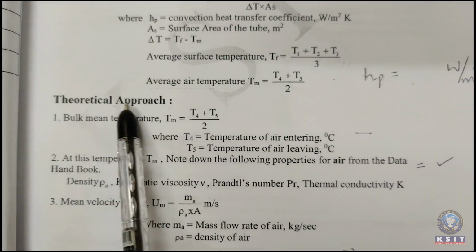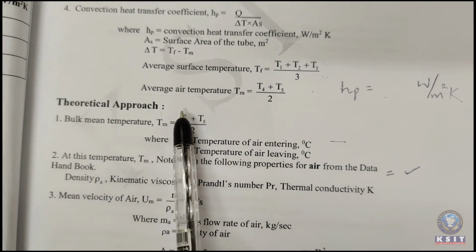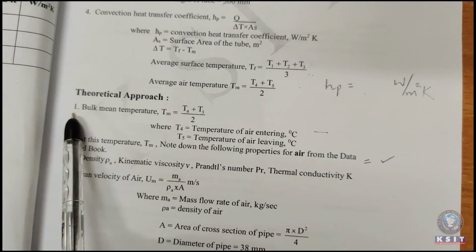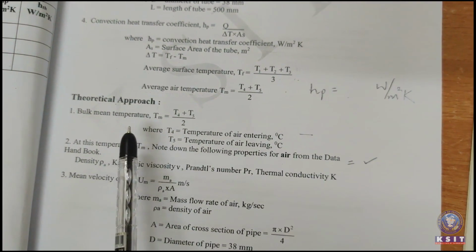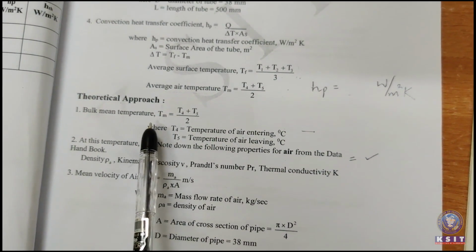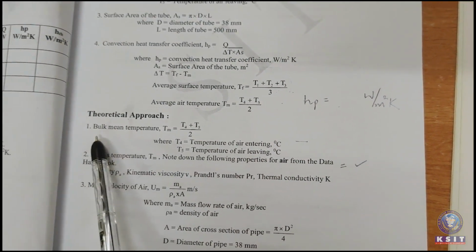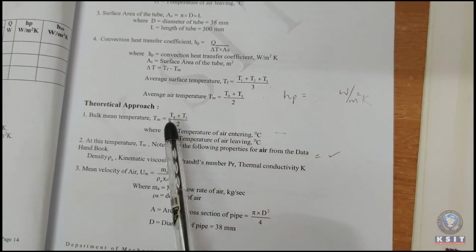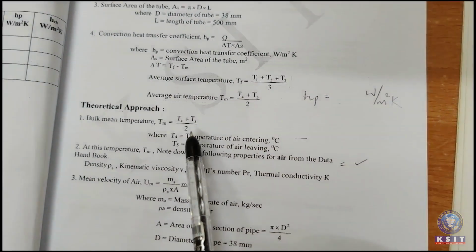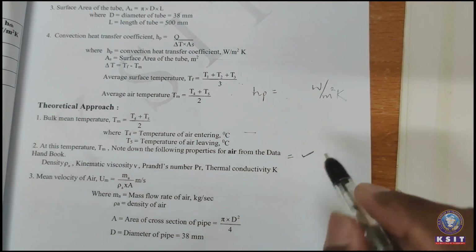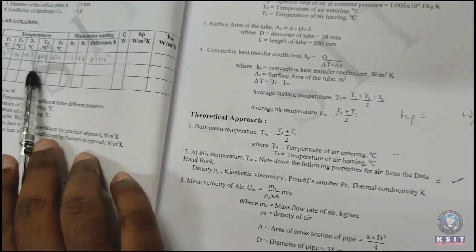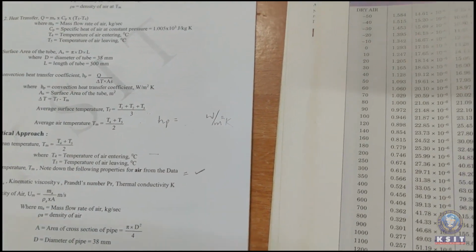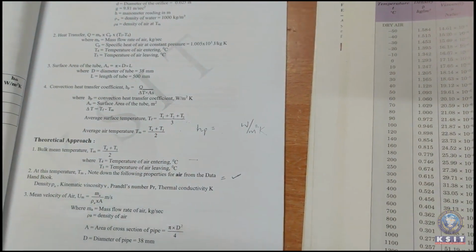Now what we are seeing is a theoretical approach to calculate the convection heat transfer coefficient in forced convection. In the theoretical approach, the first thing is to find the properties of air. The fluid is air, not water. So we have to find the properties of air at a particular temperature. That temperature is called the bulk mean temperature. This bulk mean temperature is the average of air inlet and air outlet, T4 and T5. So we will get a value based on the readings we got. With this reading, we have to use the data handbook, frequently, for this theoretical approach.